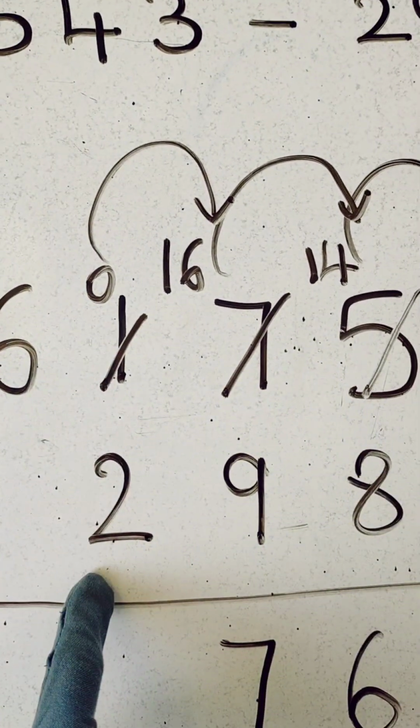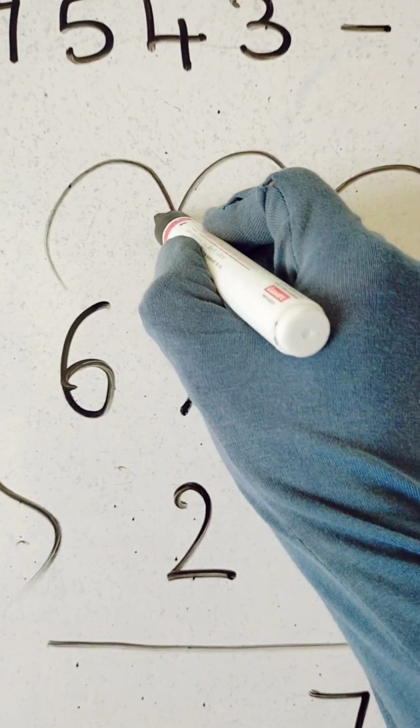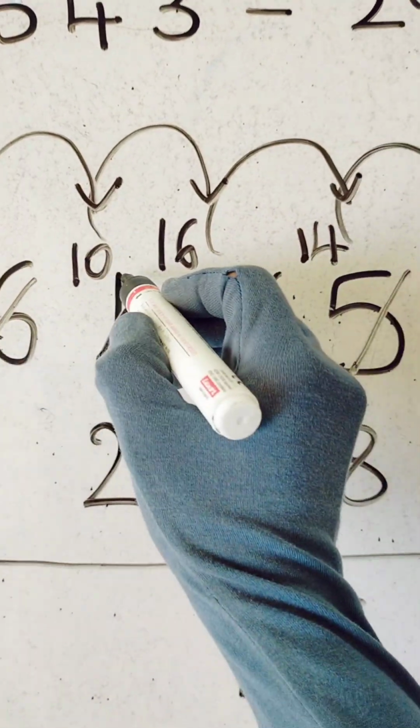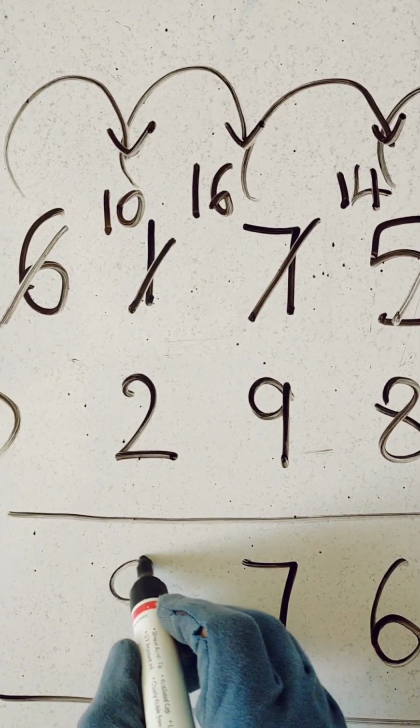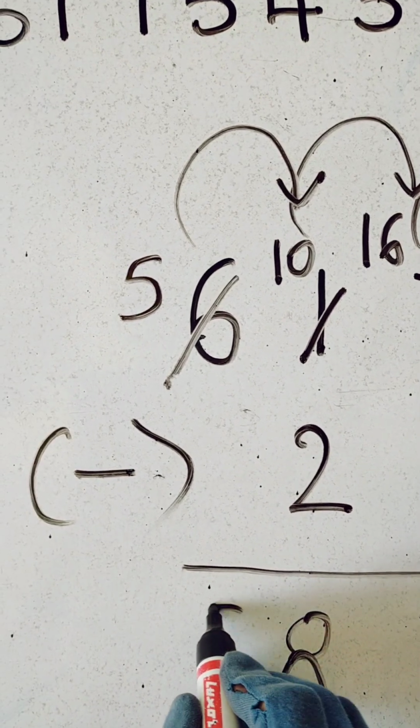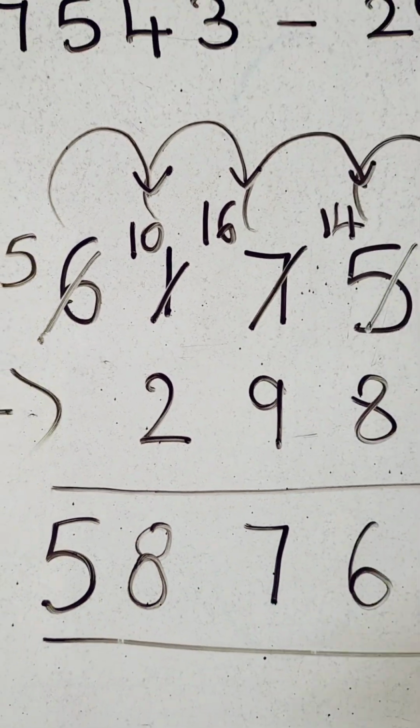Now this is 0. From 0, can you subtract 2? No. So again you will borrow 1. This 0 will become 10 and this will become 5. From 10, if you subtract 2, how much will remain? 8. Very good. 5. Anything is there here? Nothing. So this 5 you will write as it is. So this is our answer.